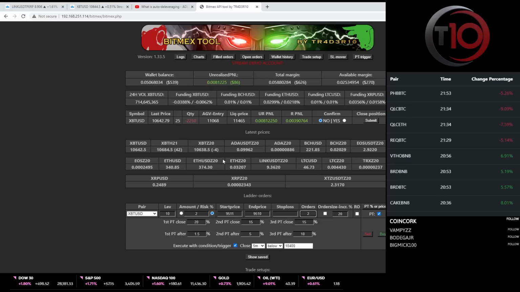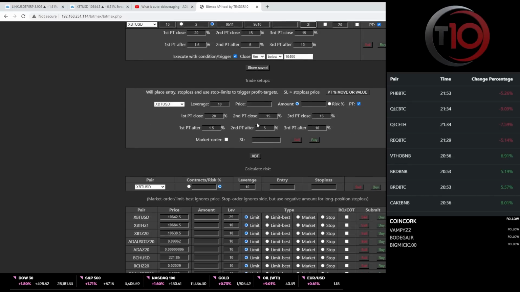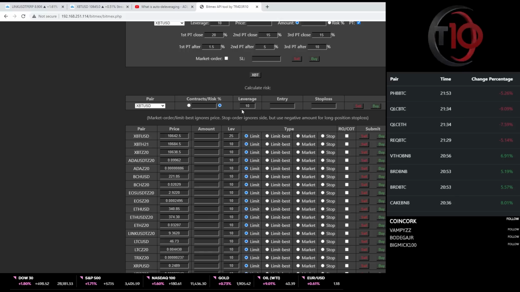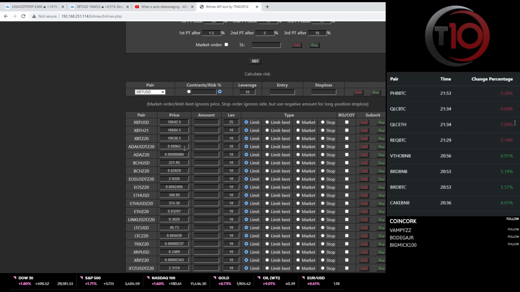Okay, that's the BitMEX tool. You can do a lot of stuff. You can just calculate the risk. You can do single orders. Limit best is when you want to enter at post only. So it will just use the best ask or bid in the order book and try to get filled. And it will just cancel the order if price moves while the tool is sending orders and post only will fail, it will just ignore it. So yeah.